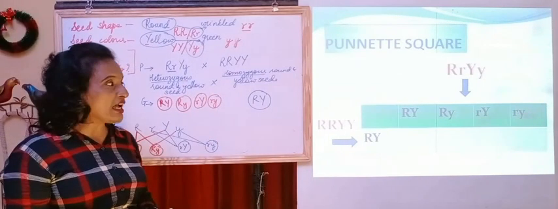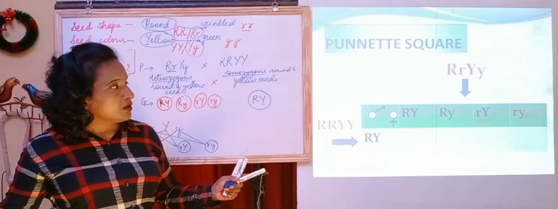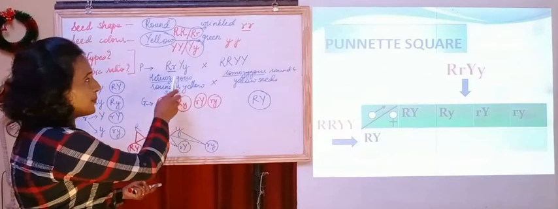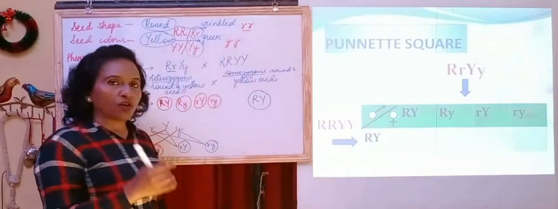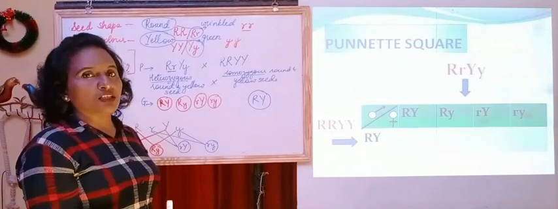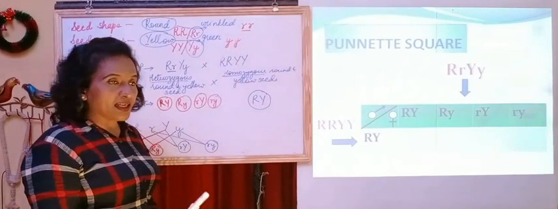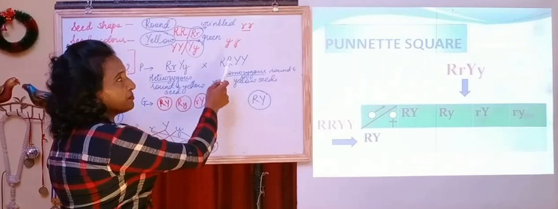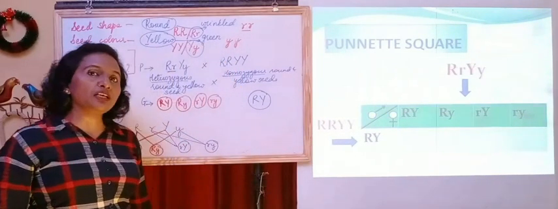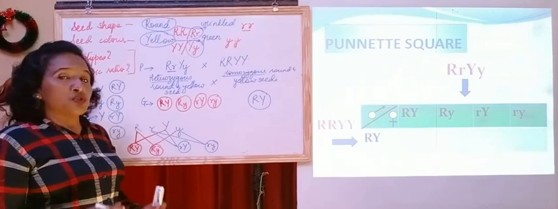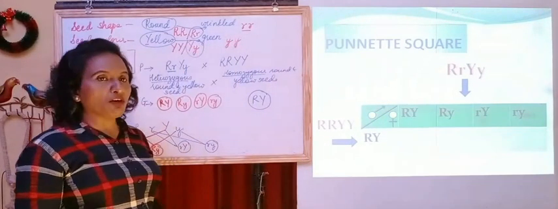What I have done is I have taken the 4 gametes of one parent, and I have written them on the top of the columns. Whereas the one gamete which I am taking from the other parent, I have written on the left hand side of the rows. So, what will happen? We will get this type of pattern of Punnett square.